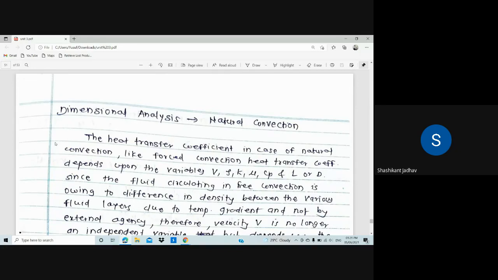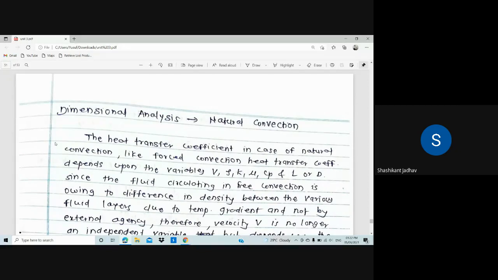Like forced convection, the heat transfer coefficient depends upon the variables.